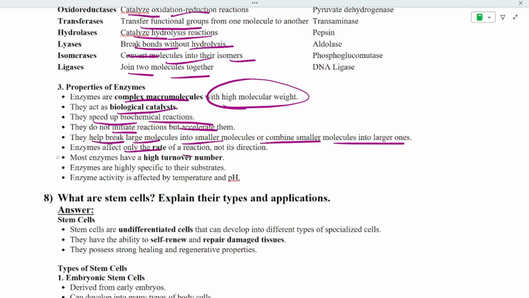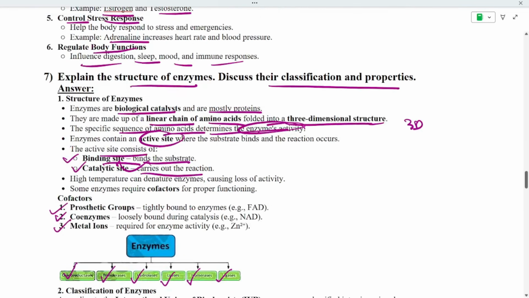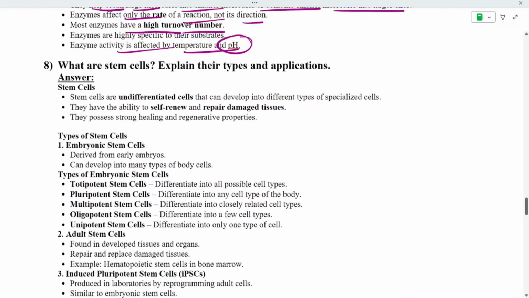Only affect the rate of a reaction but not in its direction. Most enzymes have a high turnover number, and it is affected by temperature and the value of the pH. This is all about the enzymes. Okay, classification, structure and properties I have discussed.